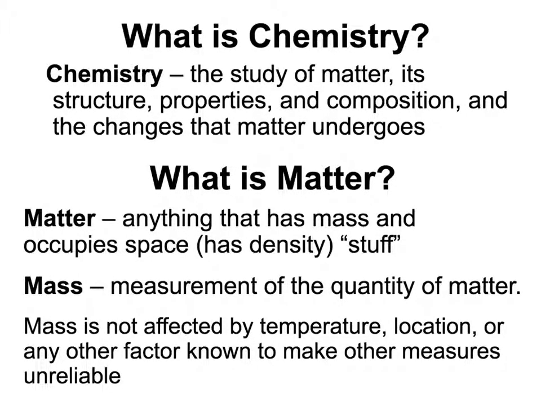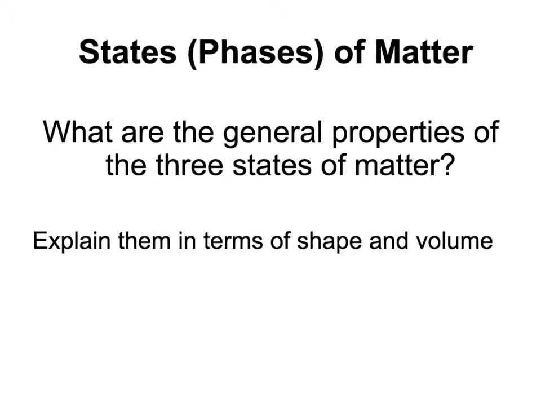And mass is the measurement of this type of matter. Mass is not affected by temperature, location, or any other factor known to make measurements unreliable. So now we're going to talk about the states or phases of matter and what the general properties of these three states are. There are actually four states of matter, and I'll talk about that in a few seconds. The standard student should know that the three basic states of matter are solid, liquid, and gas. And then we're going to explain them in terms of shape and volume.